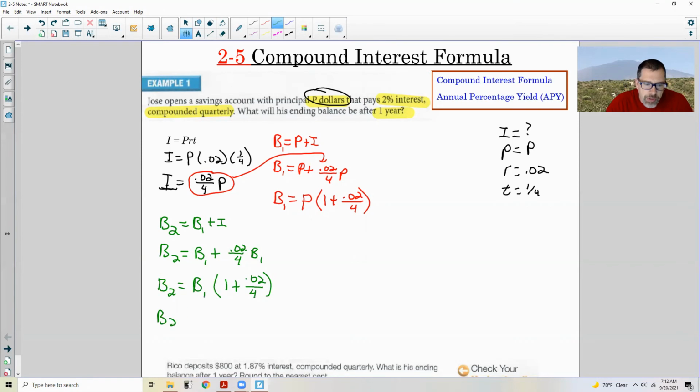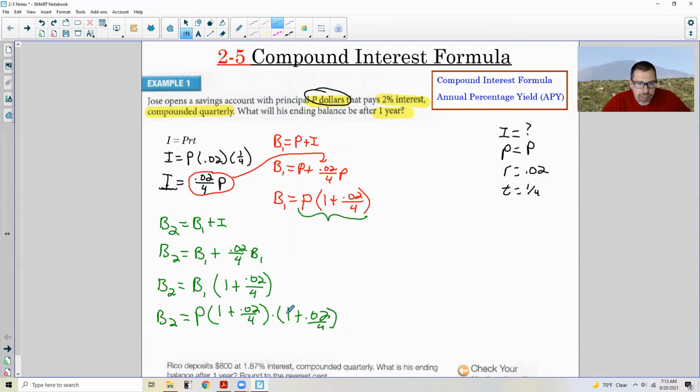But that expands to, in this case, well, what is B sub 1? Well, B sub 1 is this P times, so as you can see right here, this is B sub 1. So I'm going to replace this B sub 1 with this right here. So this is going to be P parentheses 1 plus 0.02 over 4 close parentheses. So that's B sub 1. So it's B sub 1 times that. So I'm going to say times this. This is my B sub 1. And then it's 1 plus 0.02 over 4.